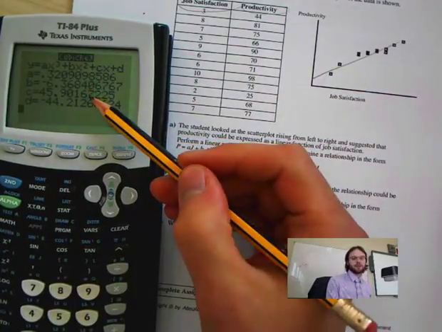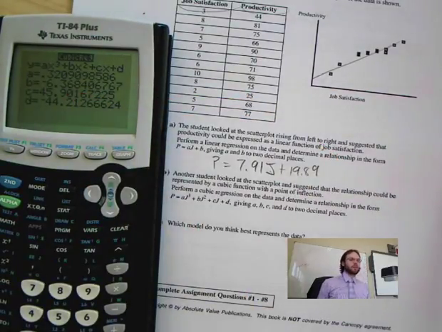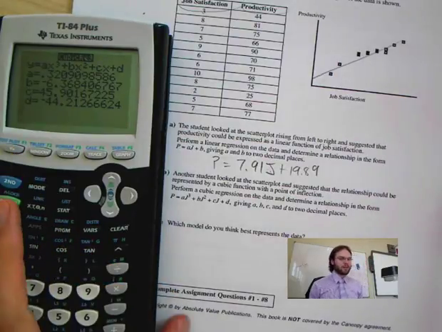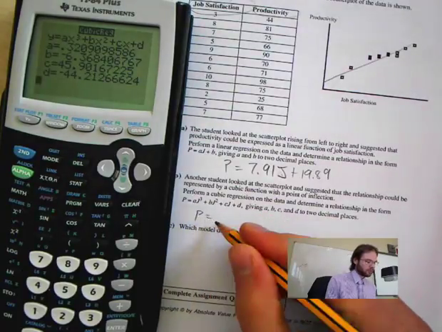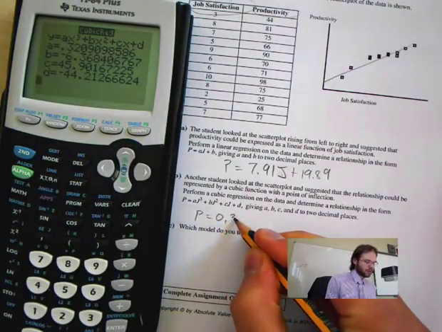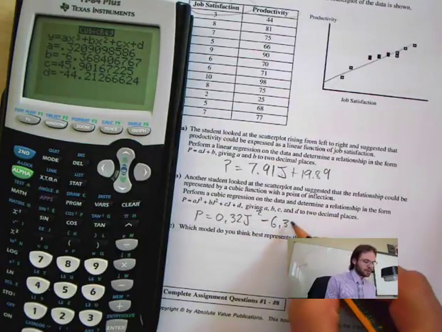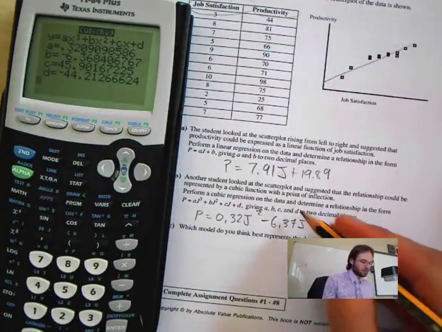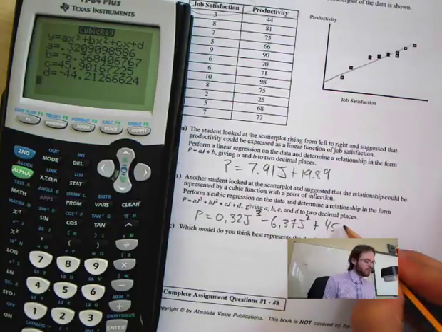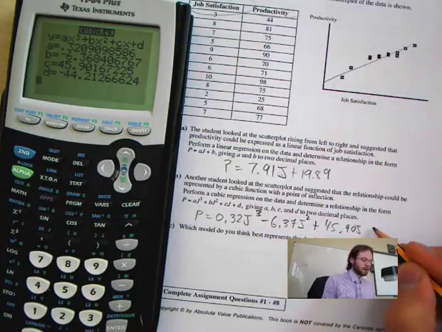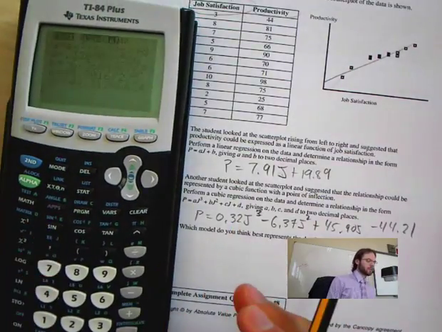Okay, I made sure I did this first, so when I graph it, I need to see this cubic function here, because the calculator will now graph a cubic regression if I put in my y. So here we have P is equal to 0.32J cubed minus 6.37J squared plus 45.90J minus 44.21. Okay? Now let's see what this one looks like if I put that in here.